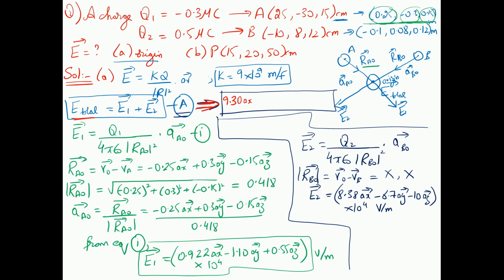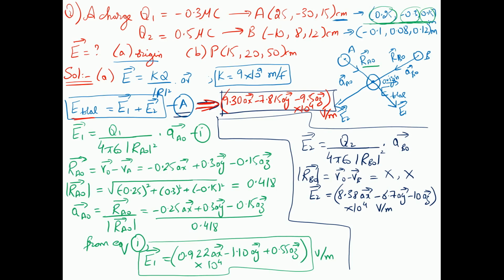A of x minus 7.815 A of y minus 9.5 A of z, and this all is getting multiplied by 10 to power 4 volts per meter. So this is the answer which I am getting, and I am hoping your solution will be the same as mine.